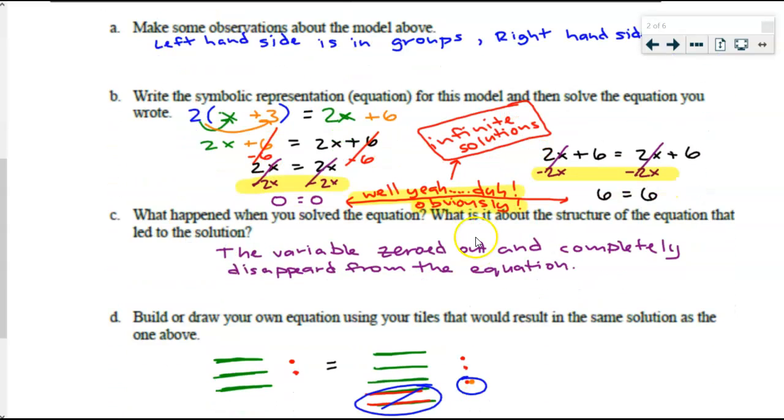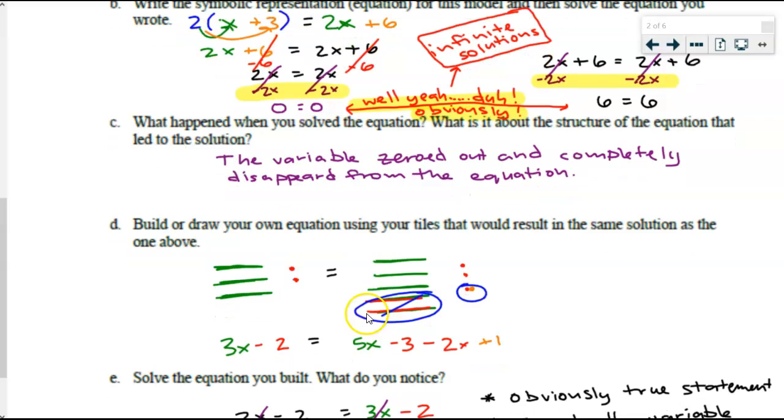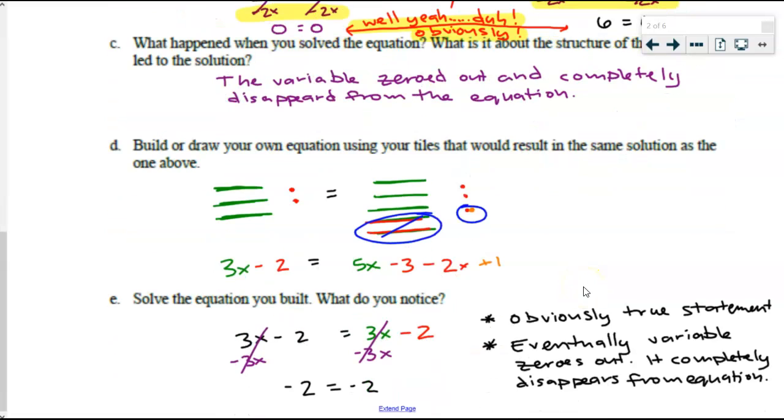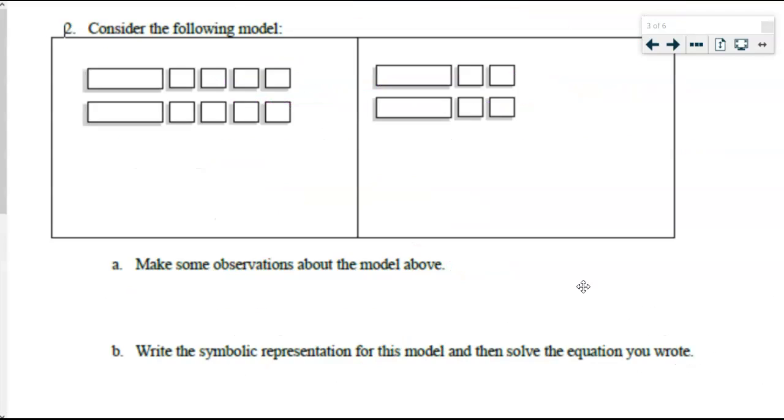Some things that we noticed when we were solving these, and even the ones that we created ourselves, we noticed that the variable zeroes out. It completely disappears from the equation. So that's one of the things that we're going to be seeing. Keep that in mind as we continue in our solving process, looking at some of these other solutions.